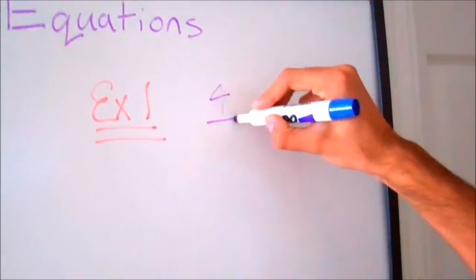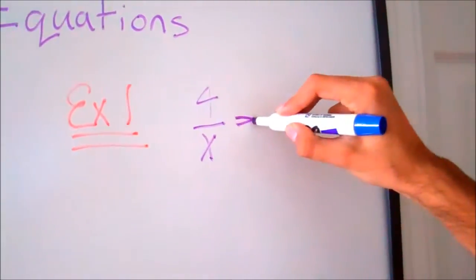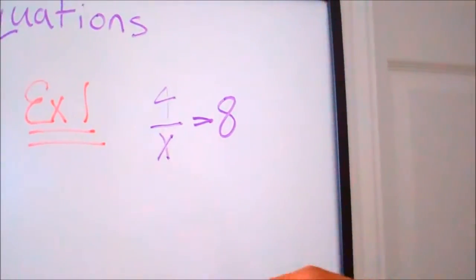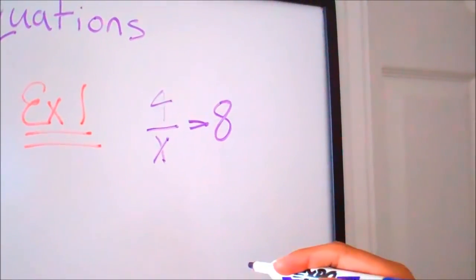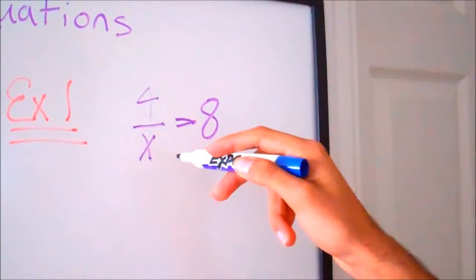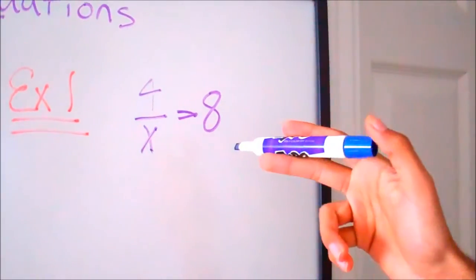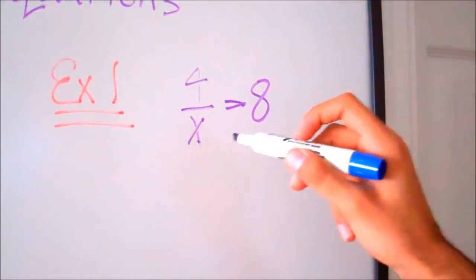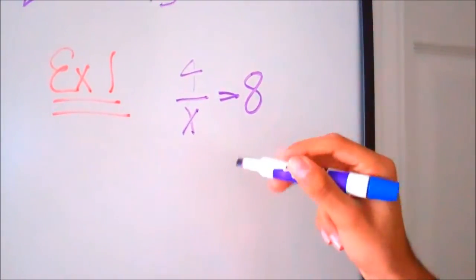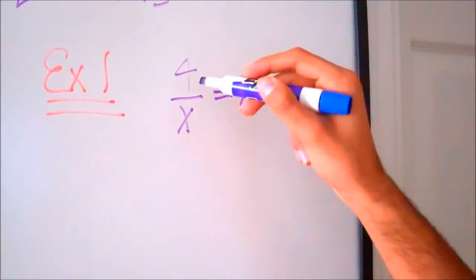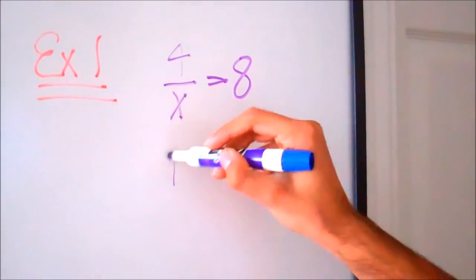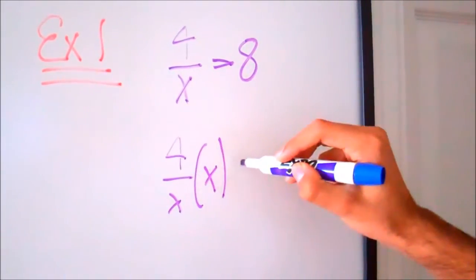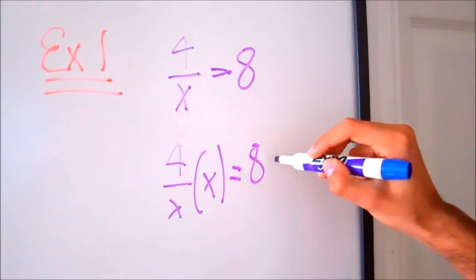So let's start off with 4 over x equals 8. Now, first we must make sure that our right side equals the left side. Now, 4 over x is equivalent to 8. But how do we prove that? In order to do that, we need to isolate the variable x. So we'll start off by multiplying 4 by x. So 4 over x times x equals 8x.